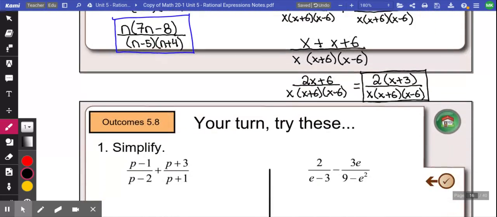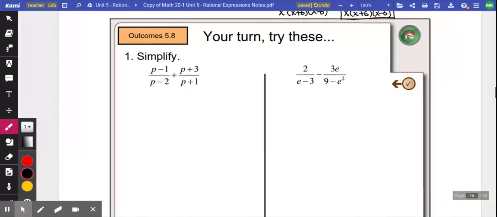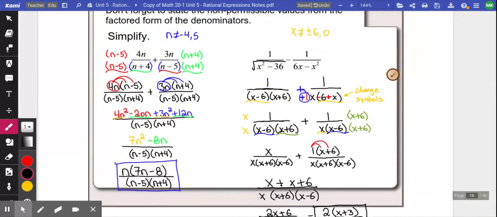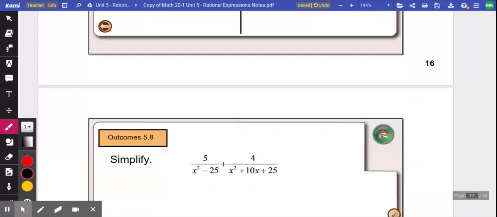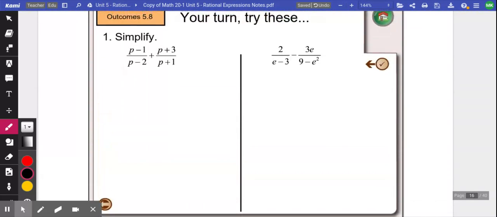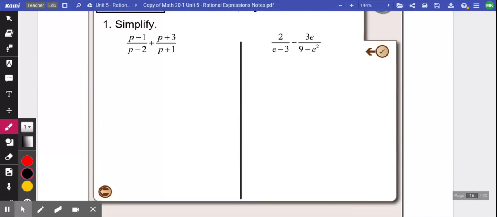Awesome. Here's 2 questions for you to try. They're very similar to the ones above. I want you to pause the video and attempt them. And then I'm actually going to do this question without talking, so that when you unpause, the answer will just be there, and then you can see it. So go ahead, pause the video, and then try your best.